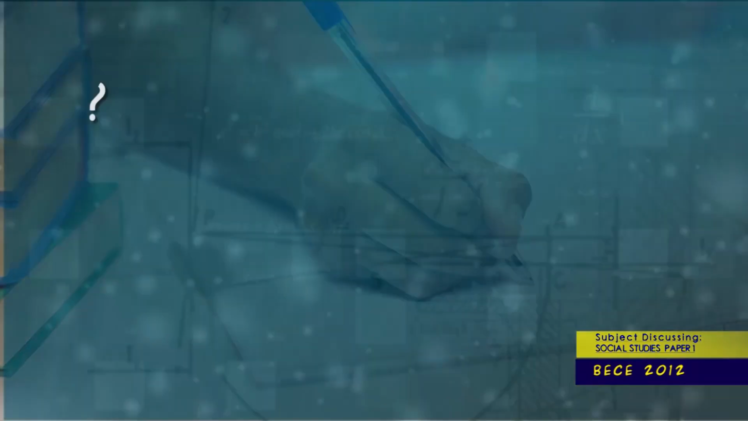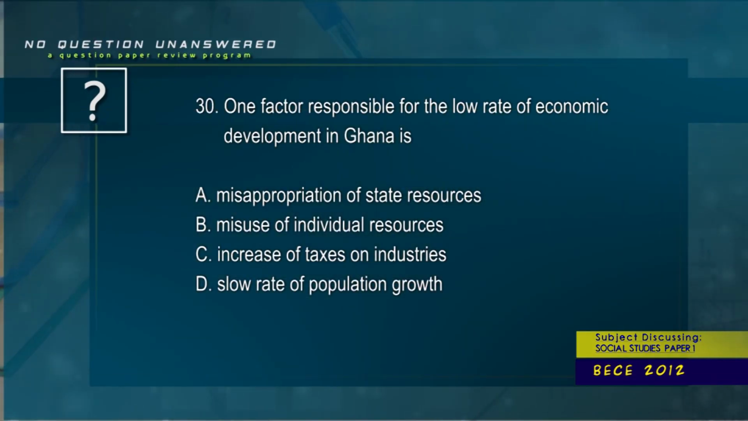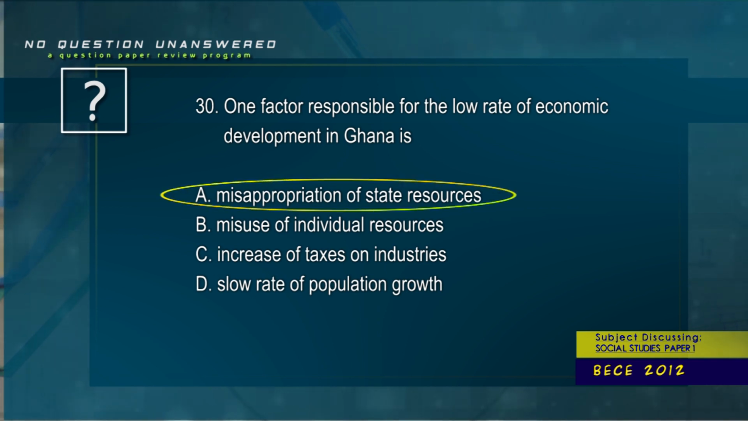Question 30. One factor responsible for the low rate of economic development in Ghana is A, misappropriation of state resources, B, misuse of individual resources, C, increase of taxes on industries, and D, slow rate of population growth. So what are we saying here? We are talking about a factor responsible for the low rate of economic development in Ghana. Clearly, it is A, misappropriation of state resources.